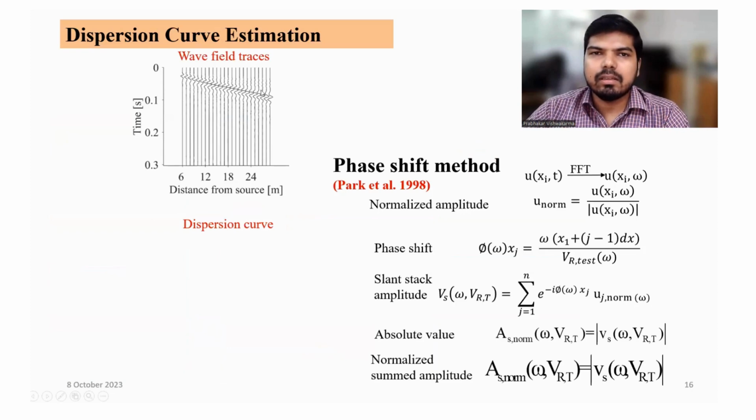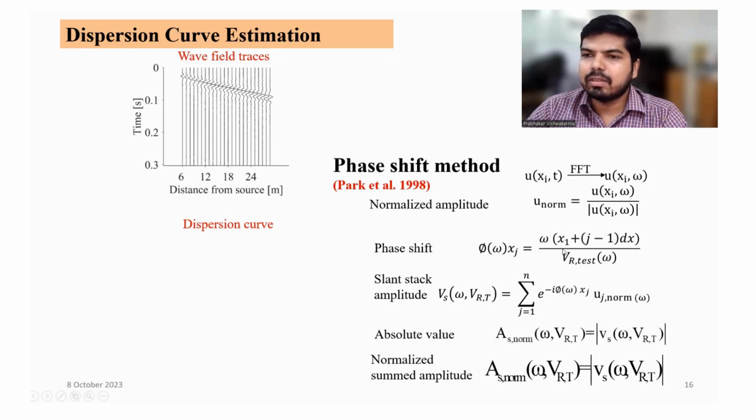Now this is a view of how the wave field is collected from each geophone. So what will we do with this wave field? This is the time domain signal of 24 receivers. We will use the phase shift method to generate the dispersion curve. In the phase shift method, you have your data in the time domain, so we convert it into the frequency domain using the FFT. Then we normalize this wave response.